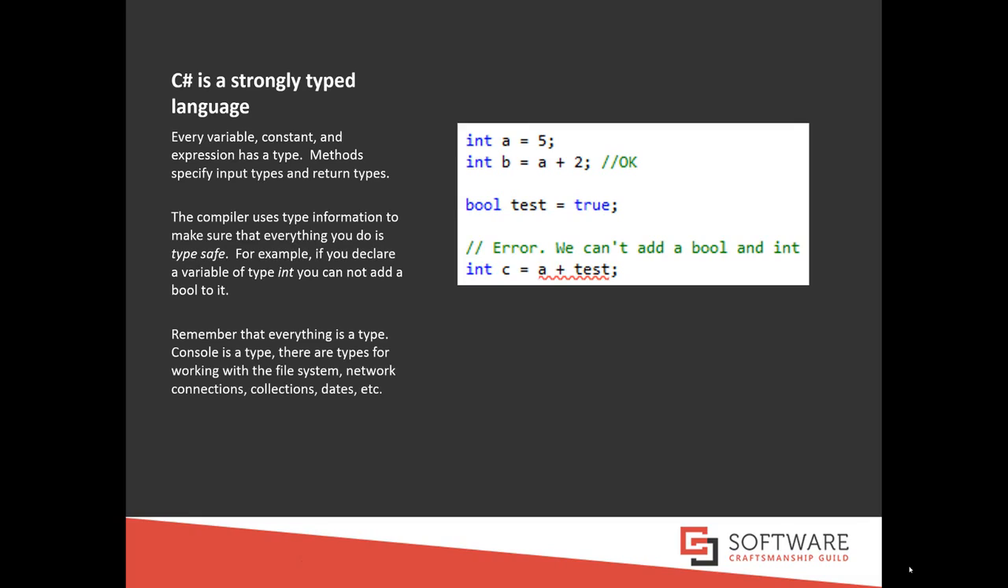So remember that everything is a type. Console, in our Hello World, was a type. There are types built into the .NET framework for working with file system, network connections, collections, dates. We can write our own types that have their own properties. When we start building these real programs, we're going to be passing a lot of types around, and it's very important that all these types be compatible.